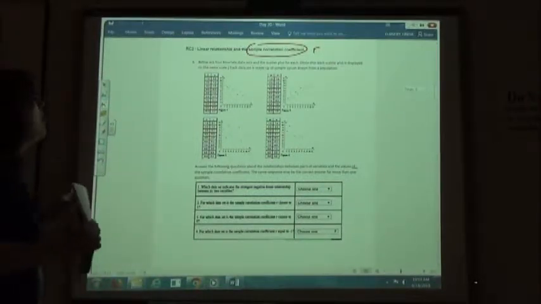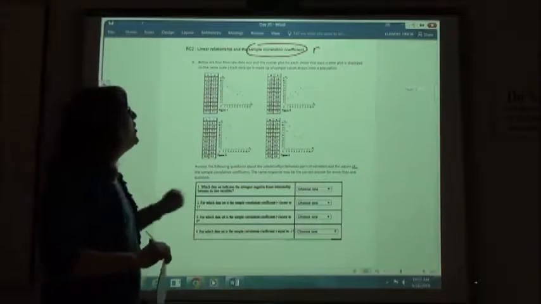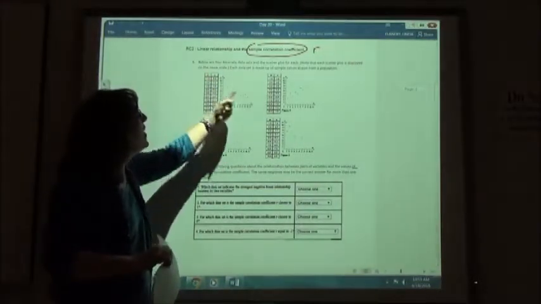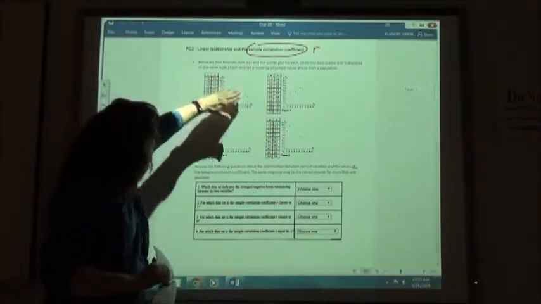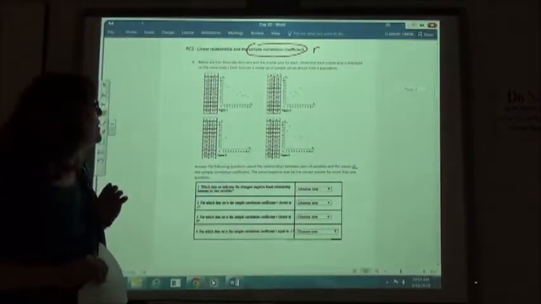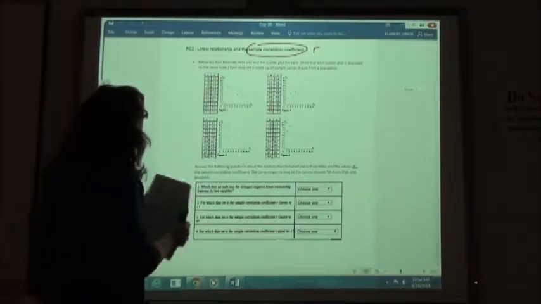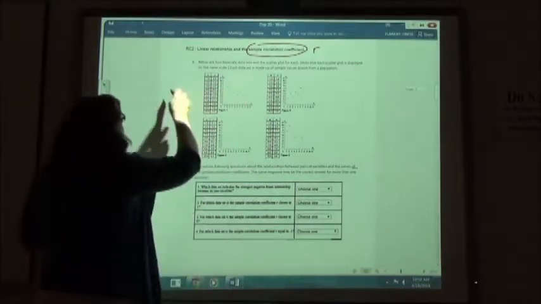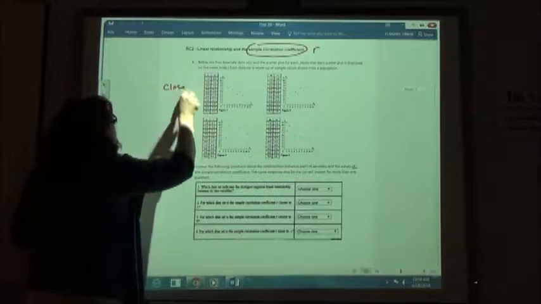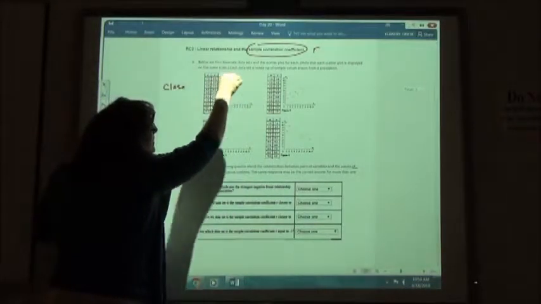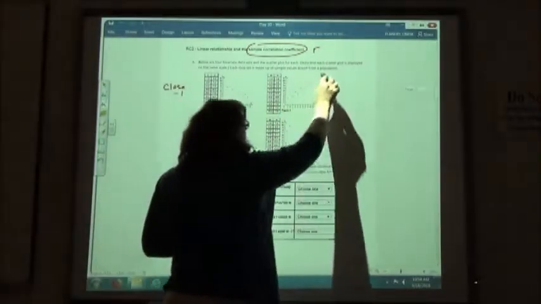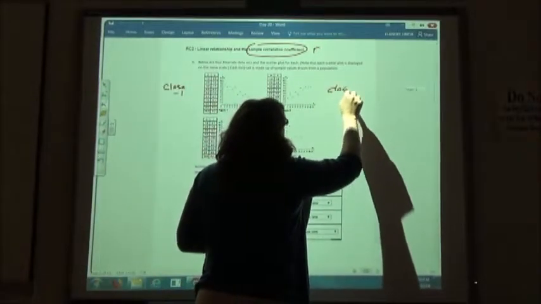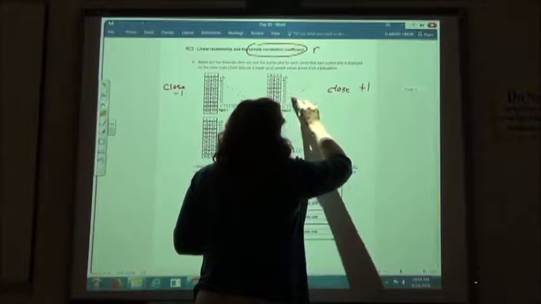And so when you're doing statistics, R tells you how close your line of best fit is to your dots. It's only equal to 1 if your dots would all be in an exact straight line. So on this one, my R value would be close to negative 1 because that's going downhill. On this one, again, my line is going to be close to positive 1 because it's going up.